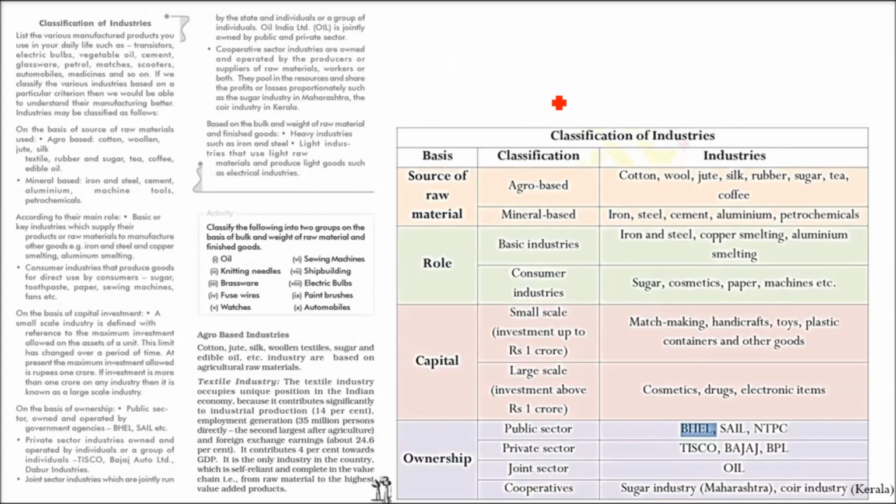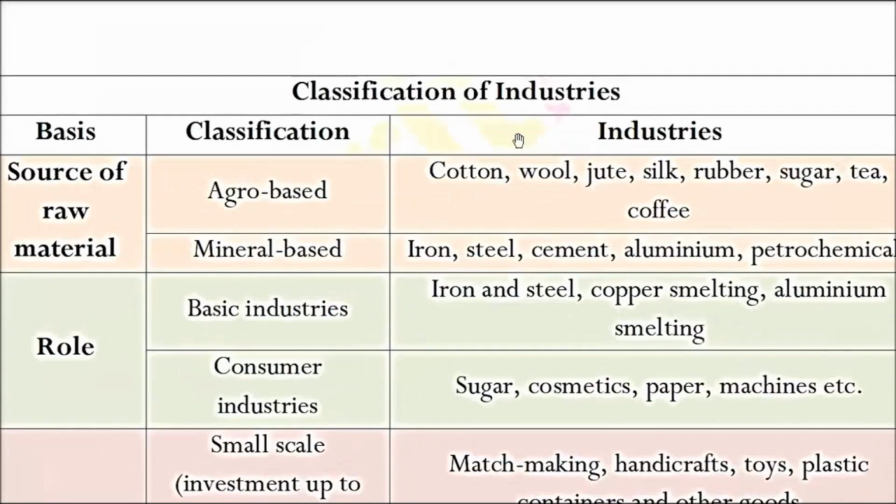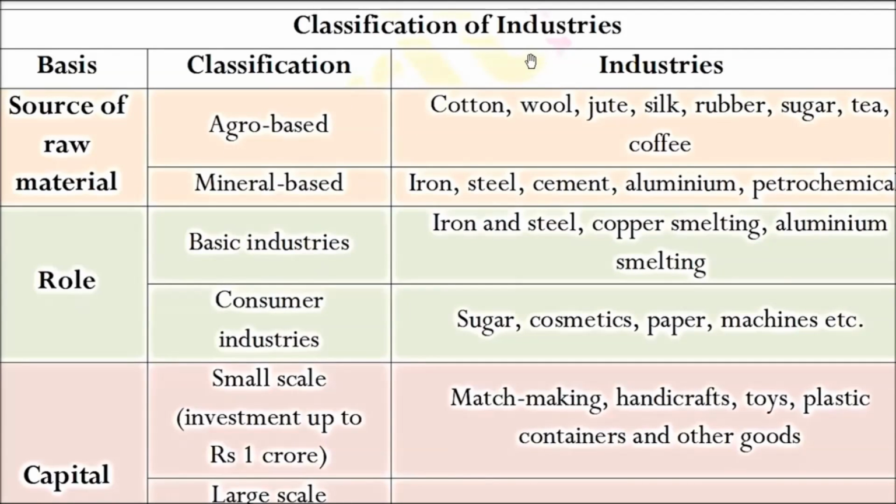Now, when we are talking about industries, it becomes important for us to classify them, because it depends on where the raw material is coming from, what the role of the industry is, what the capital is, and who has the ownership. On all these bases we can classify the industries. So let me take you to this one. Classification of industries, if the basis is where the raw material is coming from.